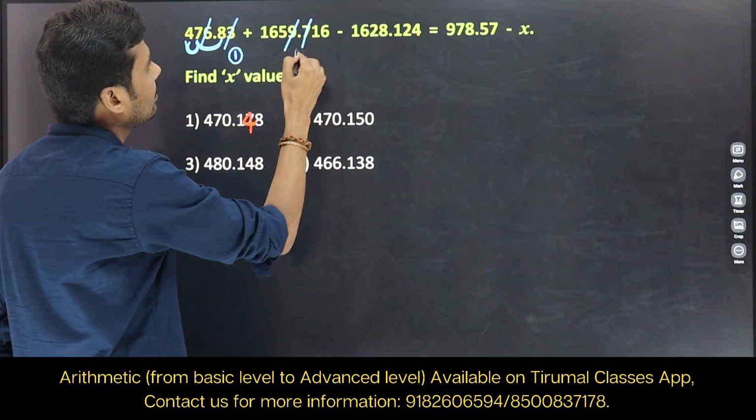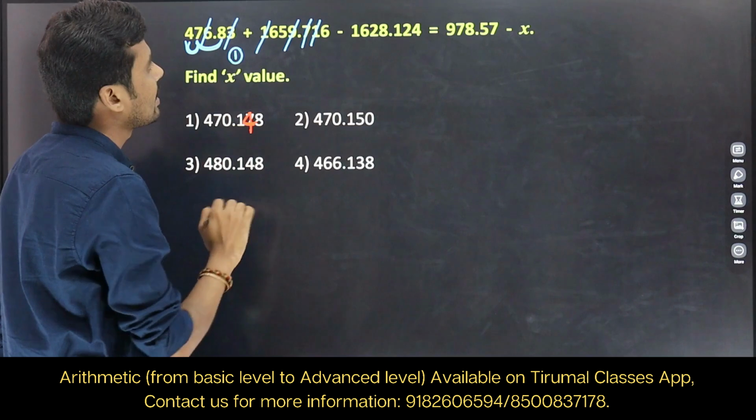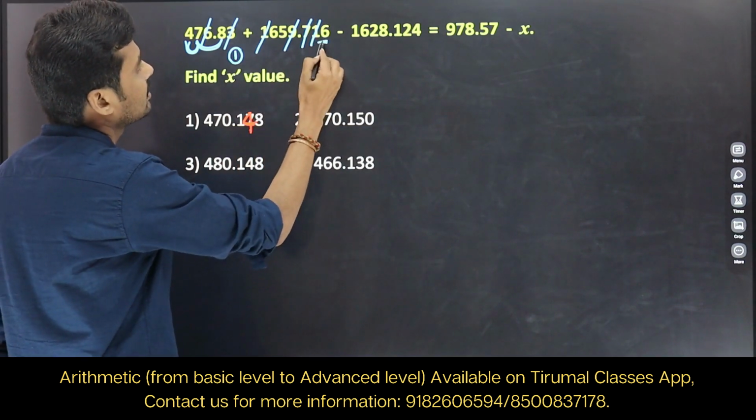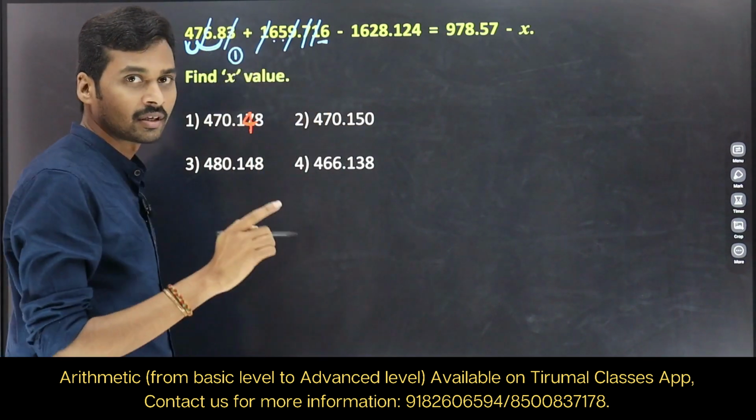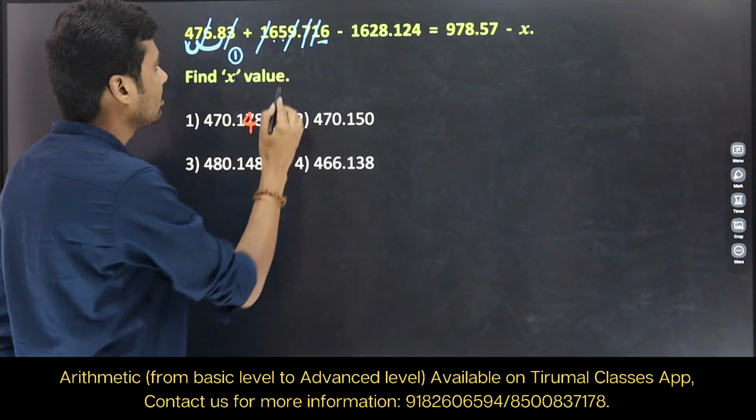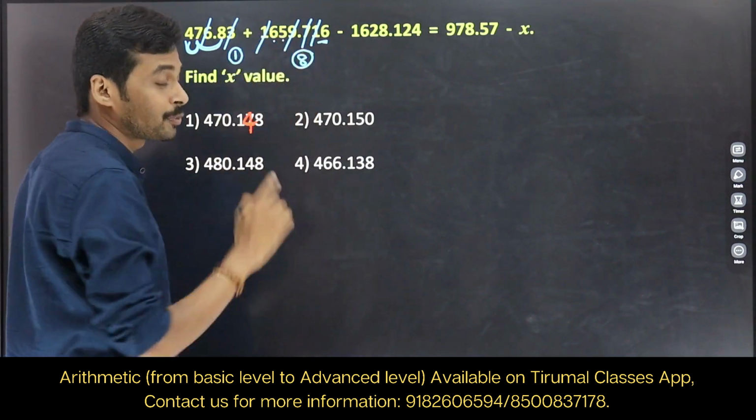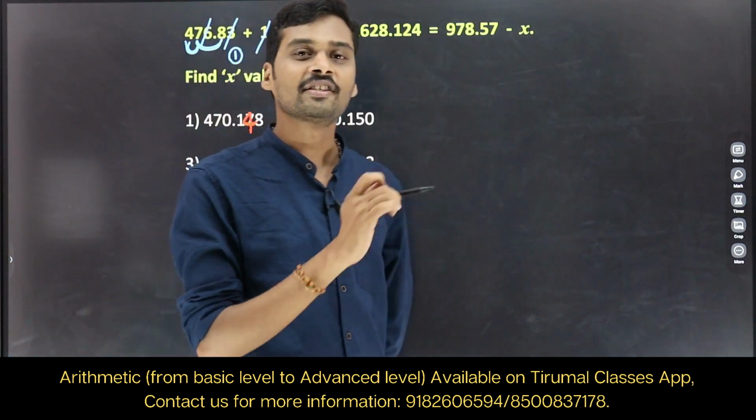And here 7, 8, 9 cancel. So which means that the remaining numbers: 6 plus 6 is 12, 12 plus 5 is what? 17. 17 means 1 plus 7, which means the single digit sum is what?